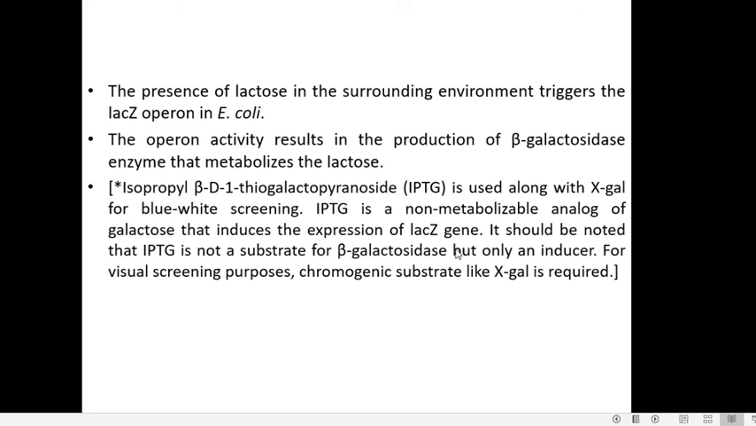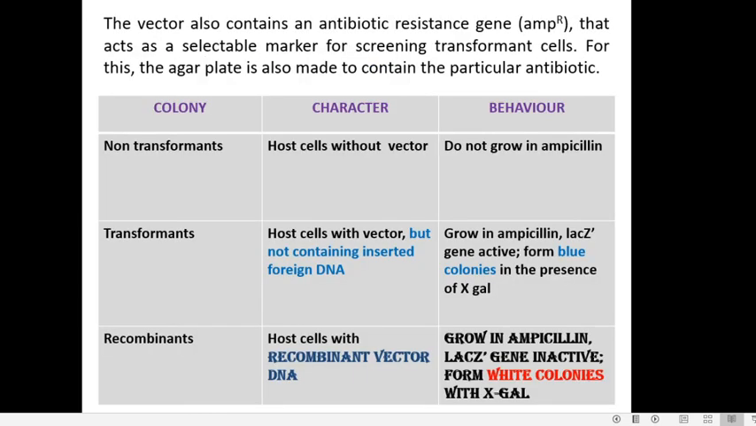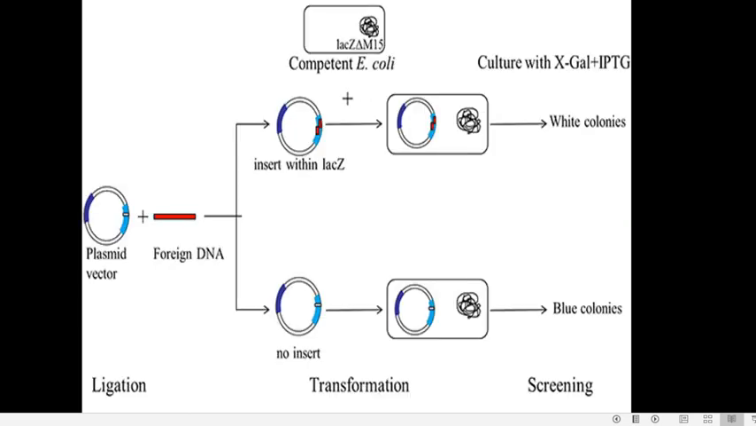So IPTG is not a substrate but it is only an inducer, but for getting the color you are using XGAL. So the medium should contain IPTG which is an inducer, XGAL which is the color producing substrate in the presence of beta-galactosidase, and ampicillin as the marker for selecting the transformants. So this is called blue-white screening, where we select the white colonies as recombinants.